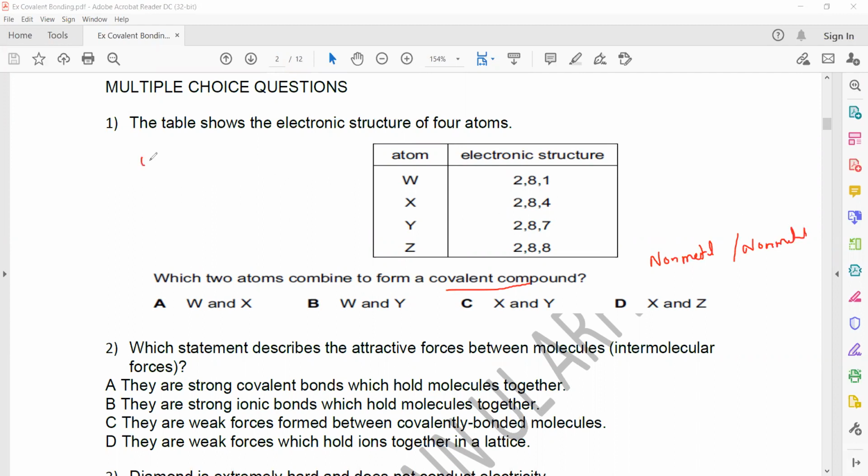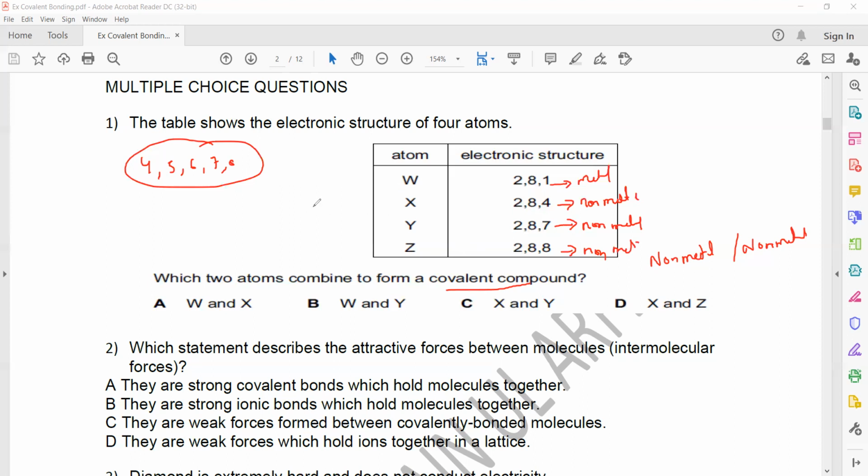Non-metals will have, in the last shell, 4, 5, 6, 7 or 8 electrons. So when we check, atom W is having one electron, which means it will be a metal. Element X is having four electrons, so it will be a non-metal. Element Y is having seven electrons, so it will be a non-metal. And element Z is having eight electrons, so it is also a non-metal.